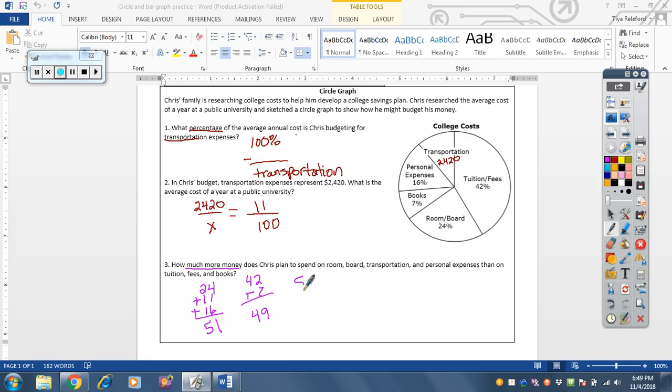So then you have 51% minus 49%. But 2% isn't the same as $2, is it? You're going to have to set that up in a proportion. Where did I get the 22,000 from? Right? So number 1 helped you solve number 2. Number 2 helped you solve number 3.